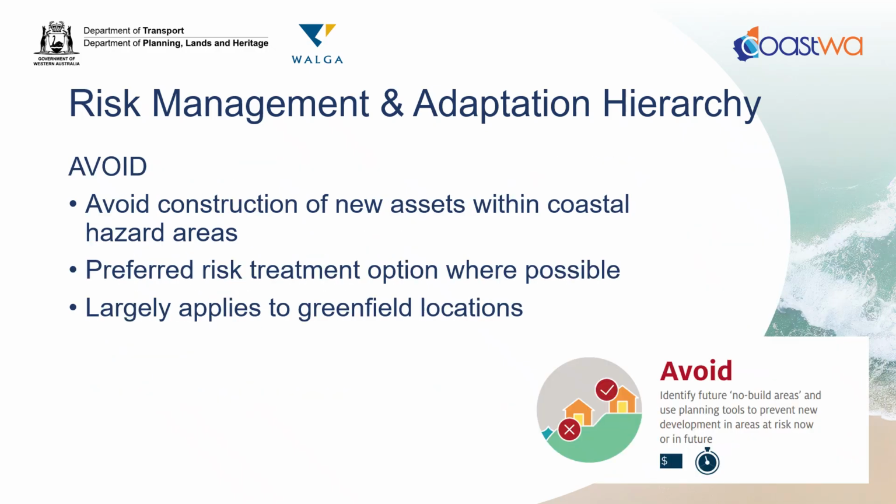So the first of our categories is the avoid category or option, and this avoids construction of new assets within any coastal hazard areas. So in doing so, we're avoiding the impact of coastal erosion or inundation. And this is the preferred risk treatment option where it's possible, as it retains that flexibility. We can always do something else later. It largely applies to greenfield locations or undeveloped locations where you do not have assets or development within the coastal hazard areas.